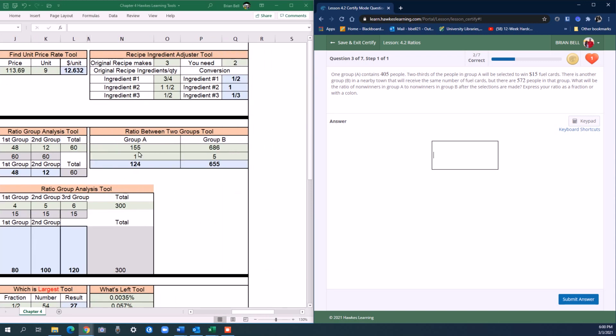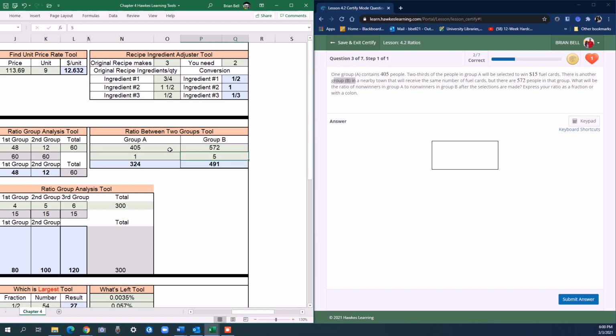Okay, now this one right here is a nice, easy tool to use. It's the ratio between two groups tool. All right, group A, group B. And you'll notice in these questions it says group A, and then you'll see group B down here. That's the way the questions pop out. What we're looking for is this number and this number to fill these two top rows. So 405, okay, and that's going to be 572.